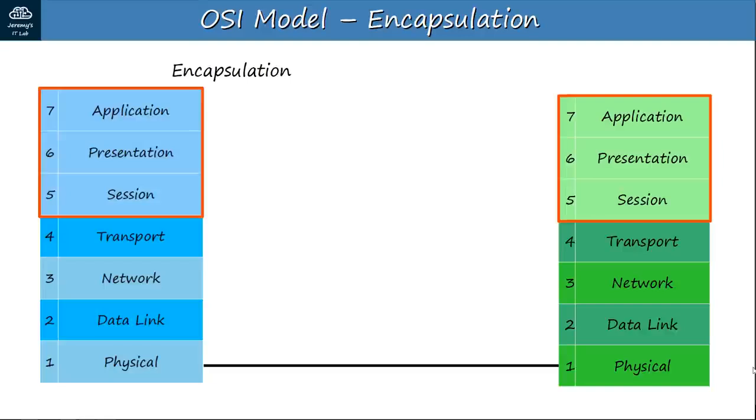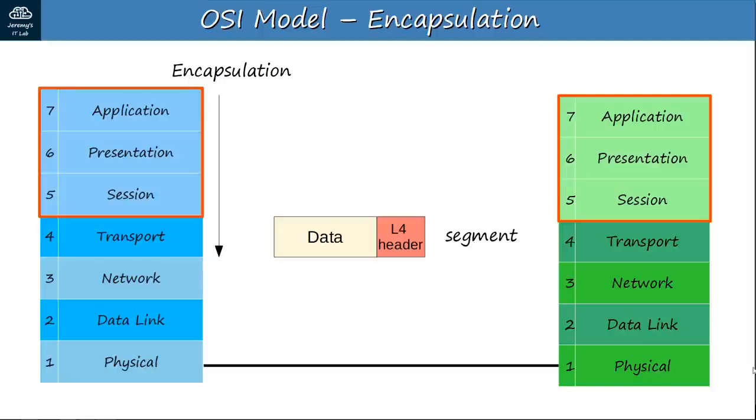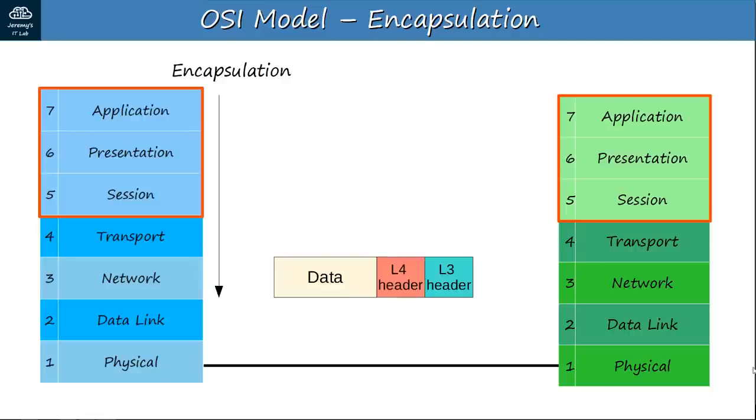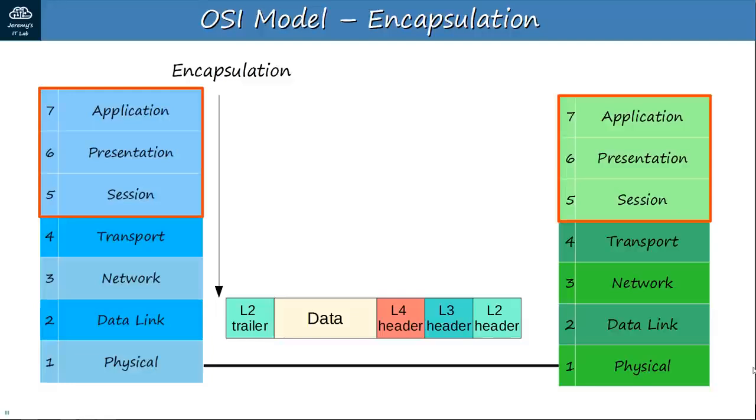Let's review the encapsulation process again. Data is prepared by the upper layers. The transport layer adds a layer 4 header, and this combination of data plus layer 4 header is called a segment. Next, the network layer adds a layer 3 header, including information like the source and destination IP address to the segment. This combination of data, layer 4 header, and layer 3 header is called a packet. Next, the packet is further encapsulated at layer 2, this time with both a layer 2 header and a layer 2 trailer.